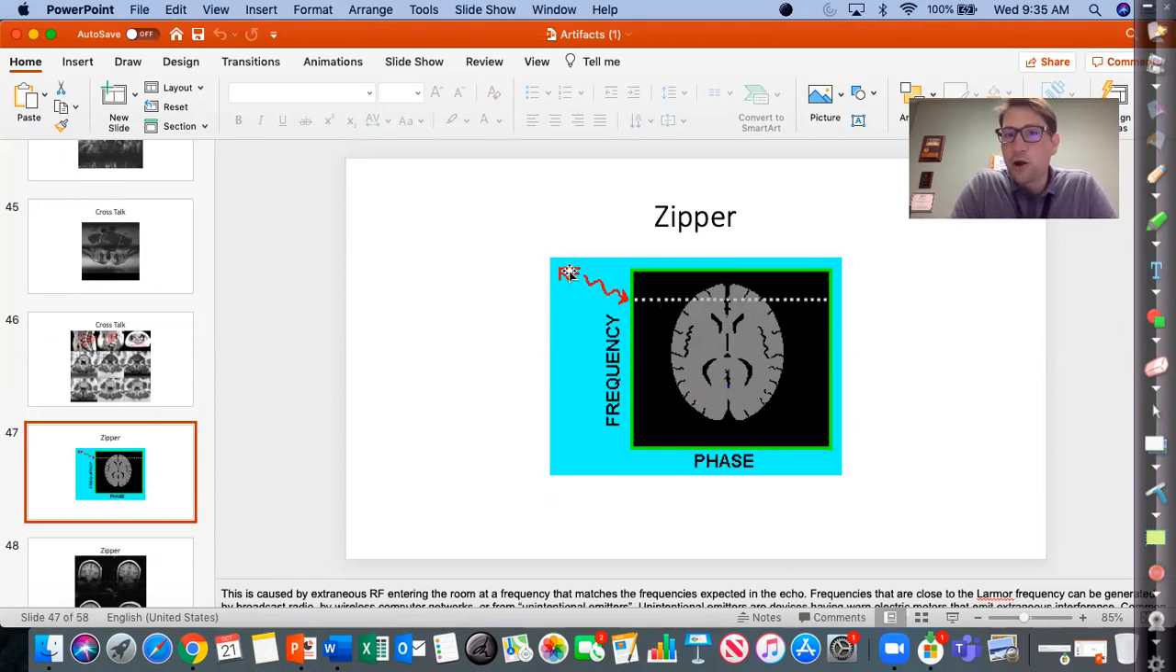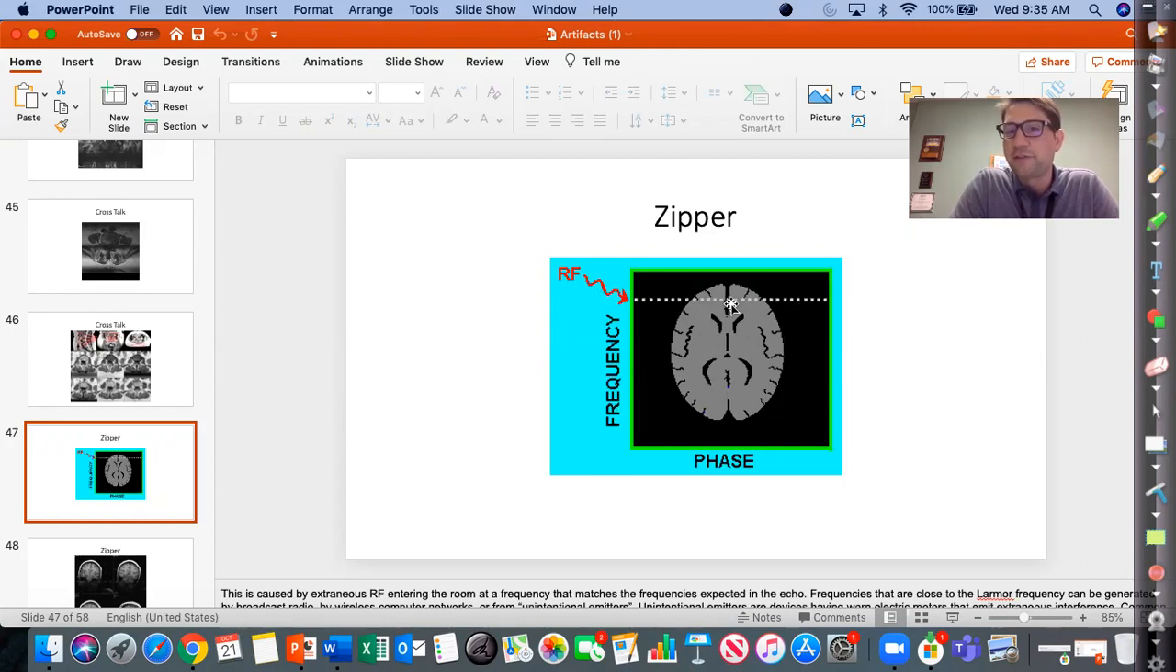All right, here's a zipper artifact. So random, extraneous RF is entering the room. And remember, sources for that are like if you work next to a radio station, or if you have Bluetooth or a monitor on in zone 3 and it's getting into zone 4, or you have just a random monitor on in the room. It could be a light bulb that's not MRI compliant, or a light bulb that's burnt out. All these things can cause zipper artifact, and they typically occur in the frequency direction.